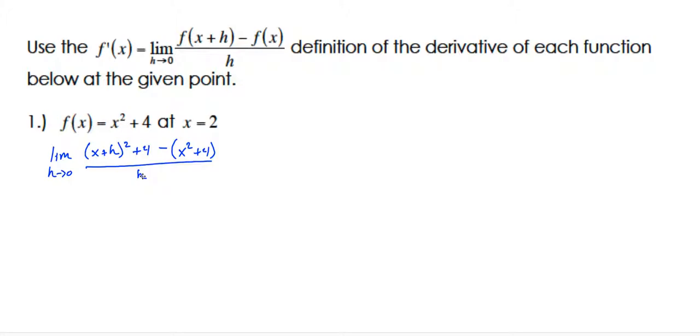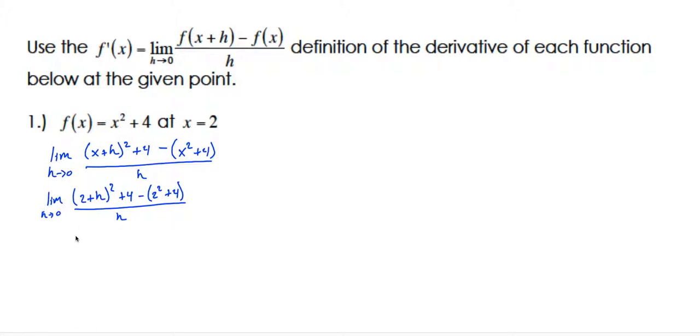Okay. Now, if we're trying to find the derivative at a given point, we have a couple of choices. We can plug in now or we can plug in later. So I'll show you both ways. So let's assume that we decided to plug in right now. So I know that x is going to equal 2. I'm going to plug that in. So now we're going to take the limit as h approaches 0 of ((2 plus h) squared plus 4 minus (2 squared plus 4)) over h.